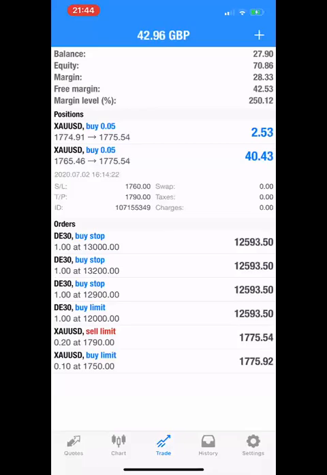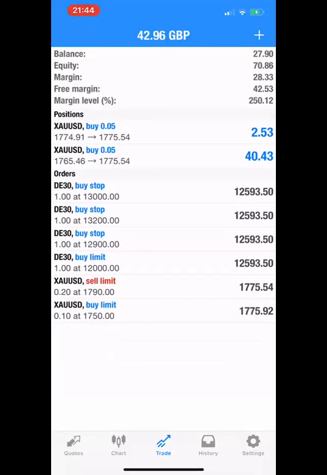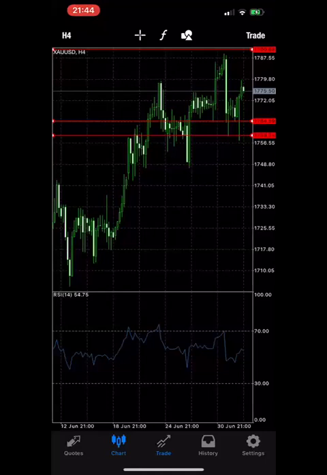So I bought gold today, right? And I entered at 0.05, which is 50p a pip. 50p every time the trade goes up or down, right? Now, this is really important, and I want everyone to really understand this.